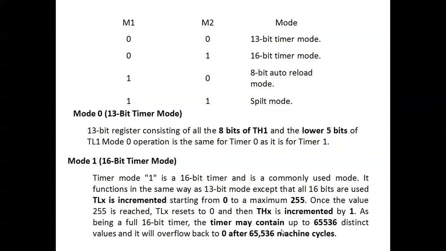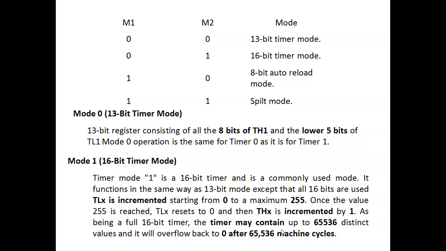Now the modes. Timer 0 and timer 1 have mode 0, mode 1, mode 2 and mode 3. So what are they? If the mode bits are 0, 0, it is the 13-bit timer mode: a 13-bit register consisting of the 8 bits of TH1 and the lowest 5 bits of TL1. Mode 0 operates the same for timer 0 as for timer 1.